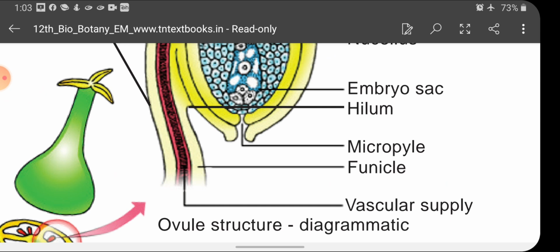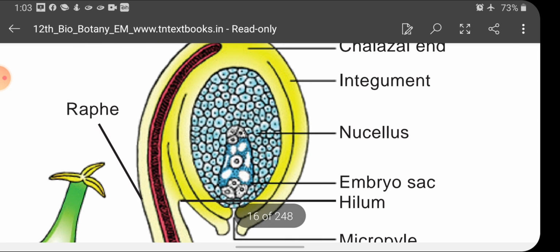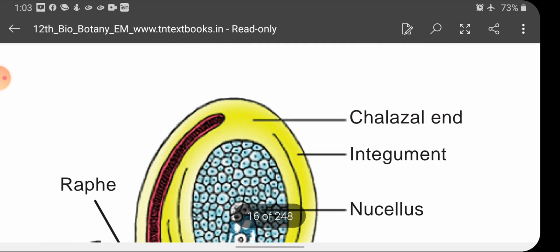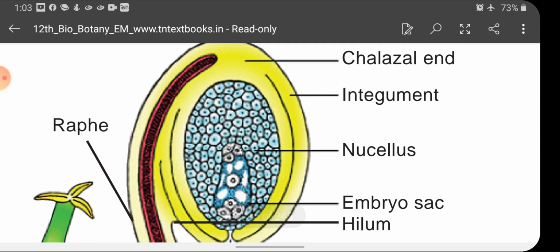Next we will come to the body region. When we see the body region, here a blue color structure we are seeing, isn't it, children? The name of this blue color structure is nucellus. You can see it with those markings. The nucellus is made up of a mass of parenchymatous cells, and this is the region of the body. The nucellus is surrounded by integuments.